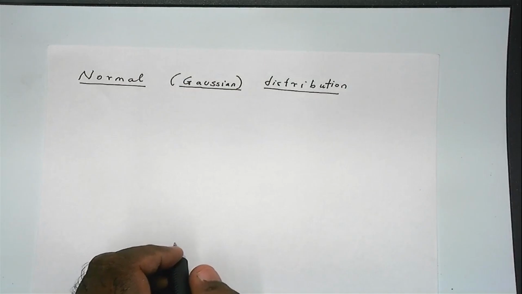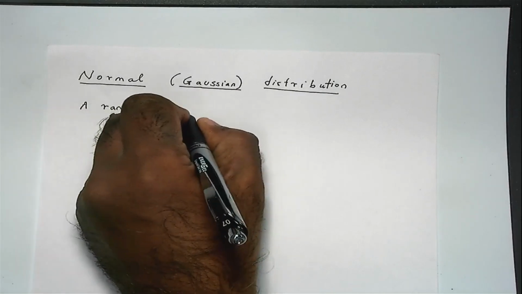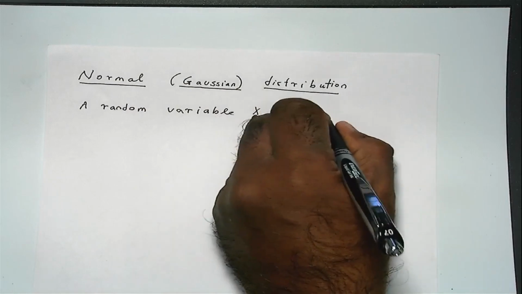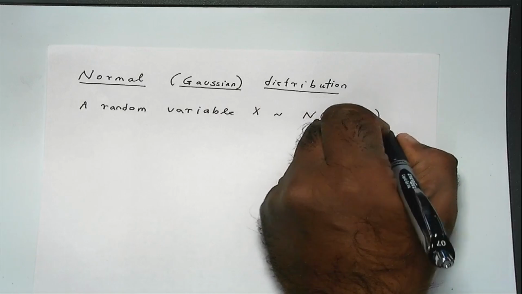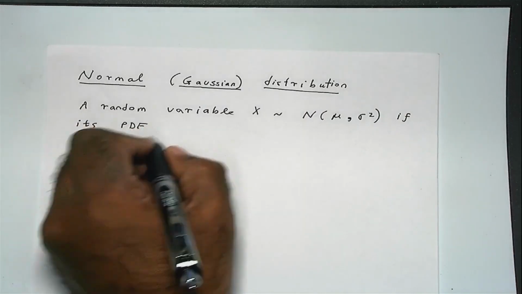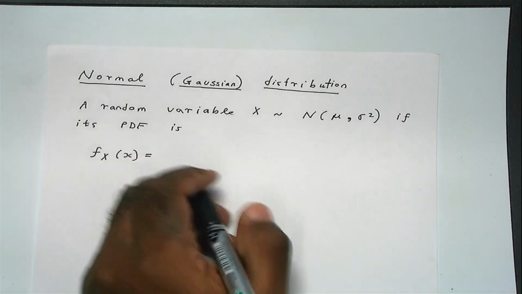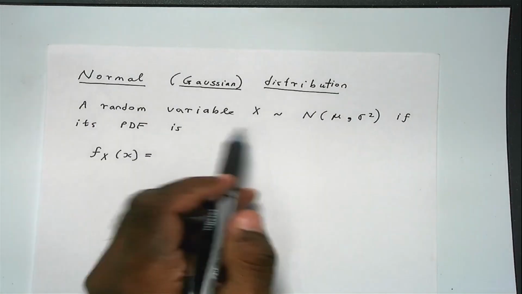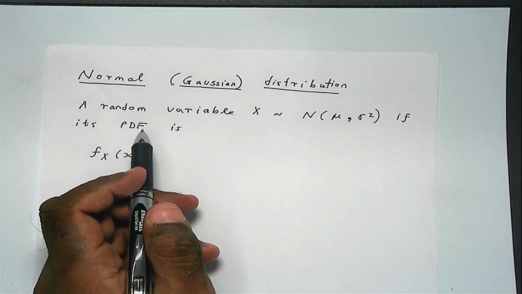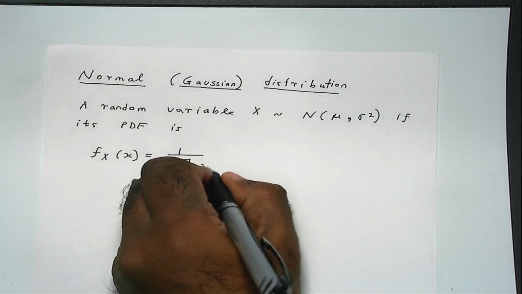Right, so a random variable X has the normal distribution with parameters mu and sigma squared if its PDF, or the probability density function, is given by the following. Remember, the normal distribution is a continuous distribution, so its distribution is specified in terms of the probability density function. For a discrete distribution, you use the PMF, not the PDF. Right? So the density function is given by this.